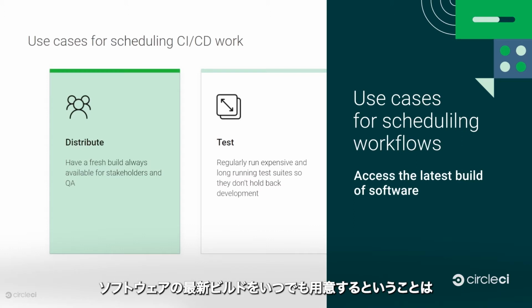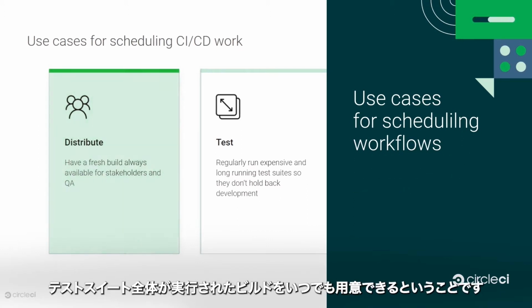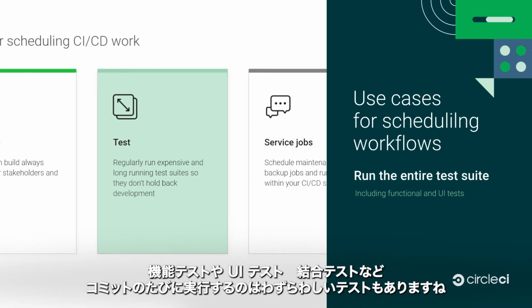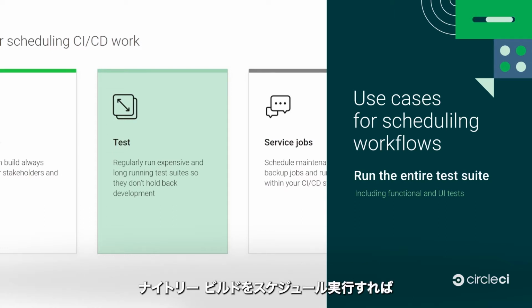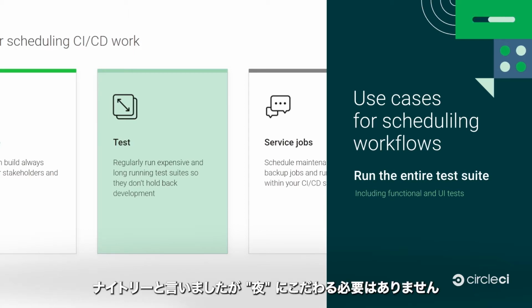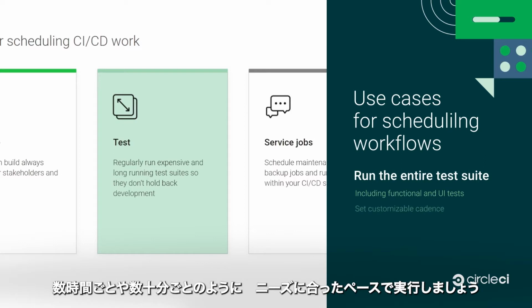In addition to having the latest working versions of software always available, you can also have it run the entire test suite, including any expensive and long-running functional and UI tests or integration tests you might not run on every commit. So a nightly build will also automatically verify your software works, so that the result is waiting for you when you start your next working day. And of course, it doesn't need to be nightly. It can run at a different cadence, like every few hours, or even multiple times per hour.